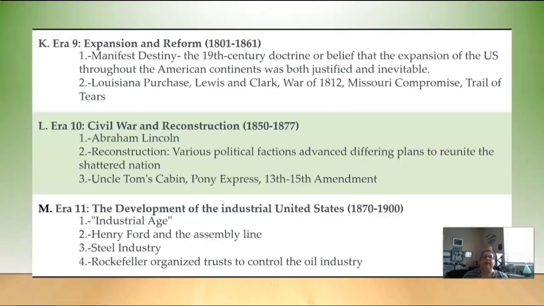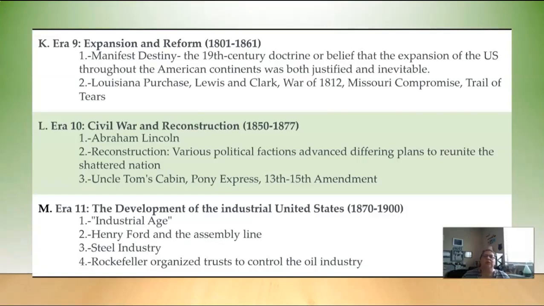The next 3 eras are expansion and reform, Civil War and Reconstruction, and the development of the Industrial Revolution. So now we are in the heart of the American history. No, you do not have to know dates, but you do want to be familiar with important dates, like the signing of the Declaration of Independence. What time frame was the Civil War?